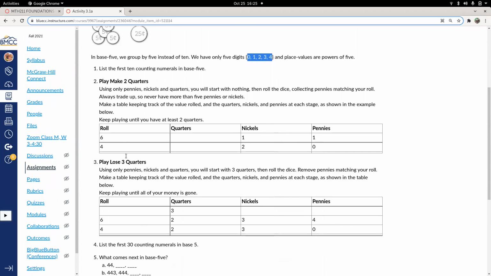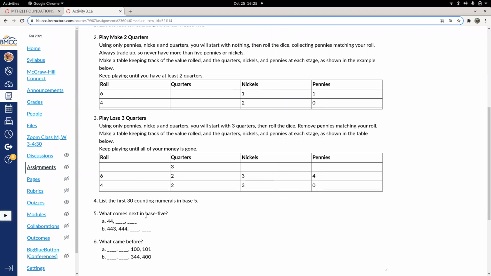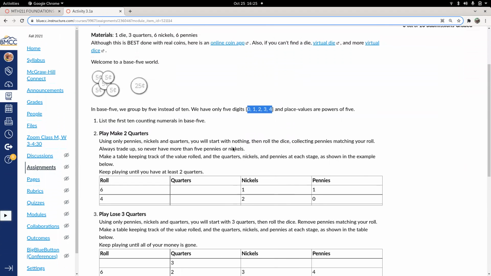The second version of the game is we start with 3 quarters, and every time we roll the dice, we have to take away from what we started with. Then I want you to build tables like these to keep track of them. And then there are a few other exercises that are like the homework here. So I just want to demonstrate me playing this game.